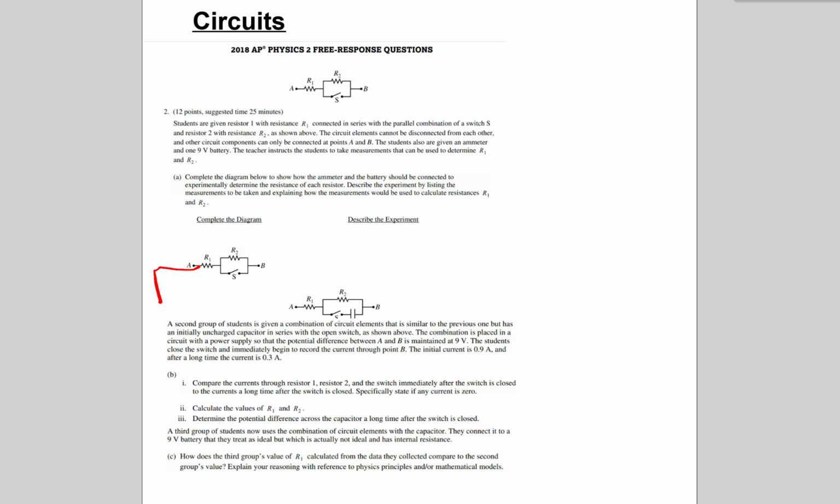So we need our ammeter and our battery. That's only half the battle though. So what you would do, you would do this in two steps. So first, make an ammeter measurement with the switch closed. Okay, so we start with closed, with the switch closed.